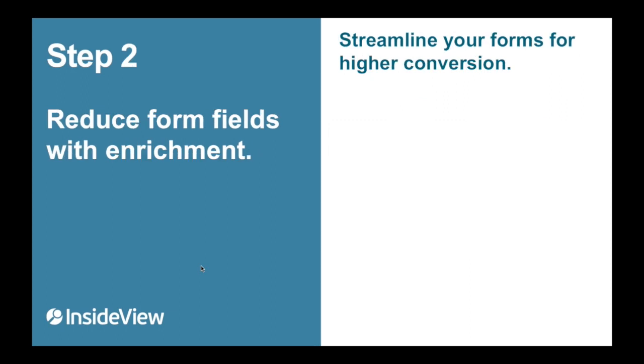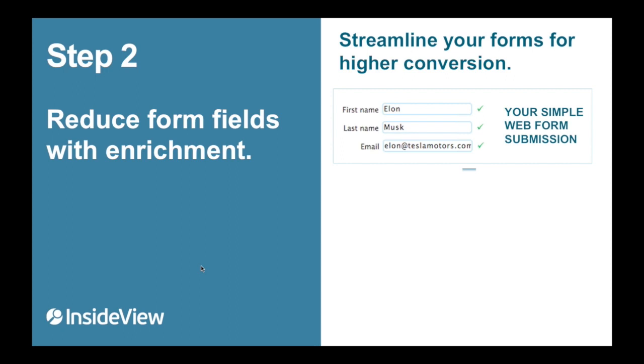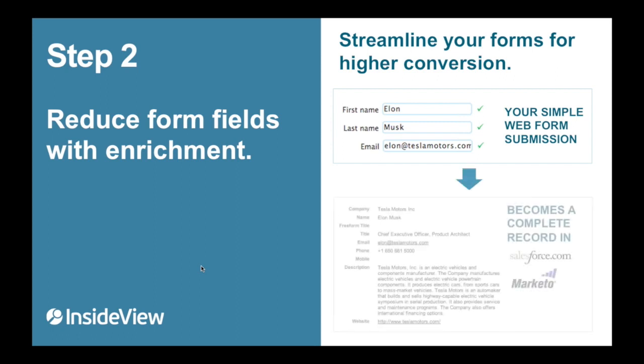So the second step, once you go in and make sure you've got this clean data and clean database, the next thing you really want to do is look at some sort of enrichment solution. Essentially what enrichment does is it's going to take basic information about a lead, something like a 3-field form, for instance, and turn that very basic information into a more complete lead profile in your CRM, right?